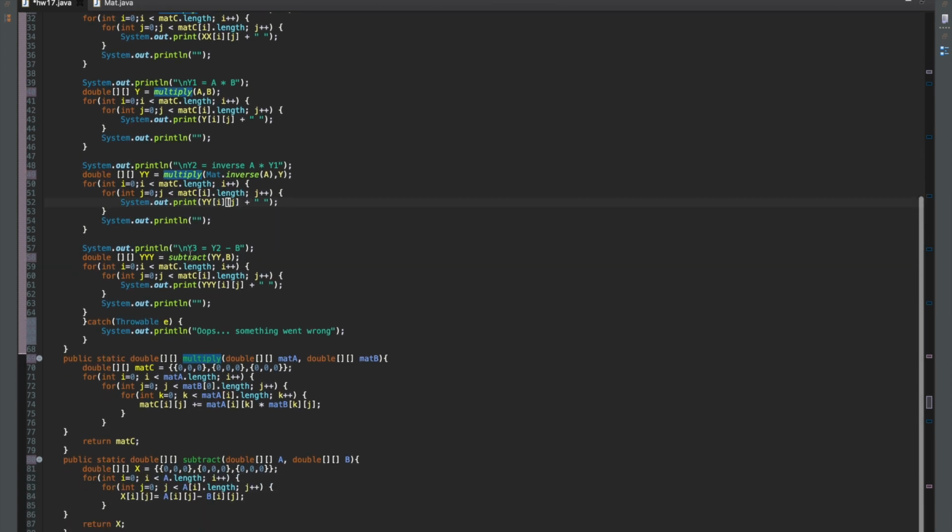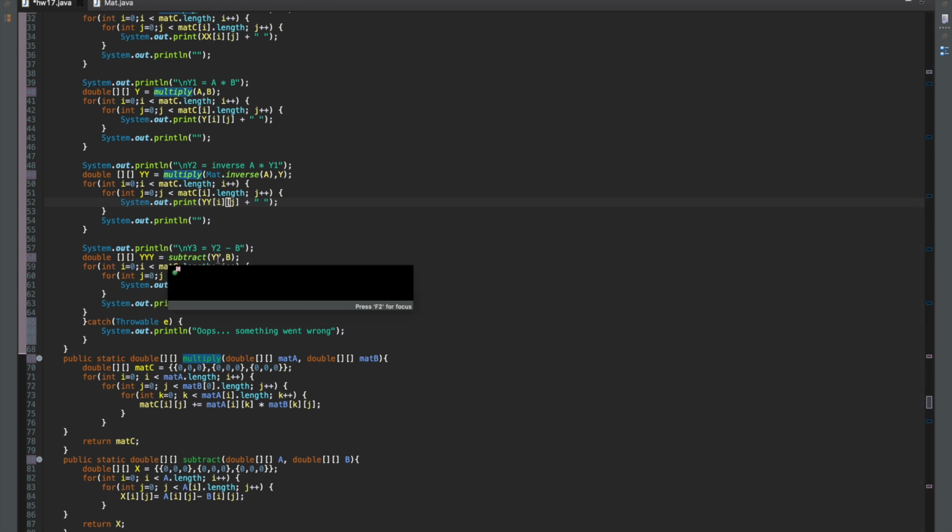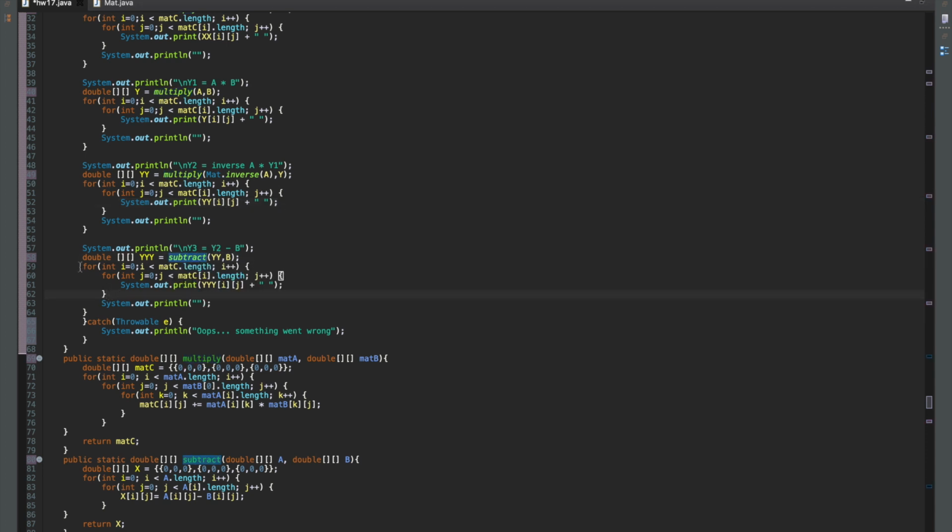And then finally, for y3 is equal to y2 minus b, you create double y and set it equal to y2, which is y minus b, and you call in your subtraction method. And again, write the two for loops, and then you print out your answer with the space and the extra line.